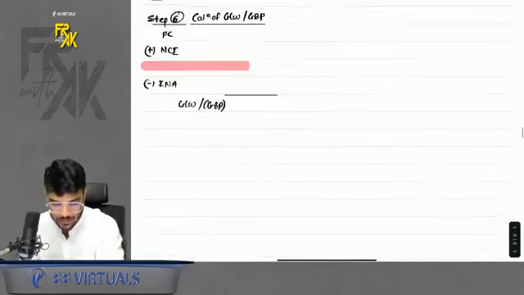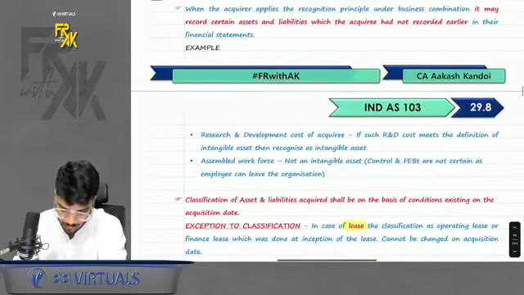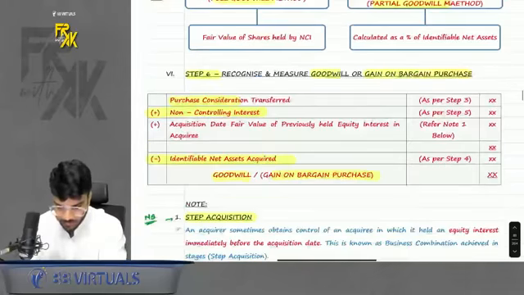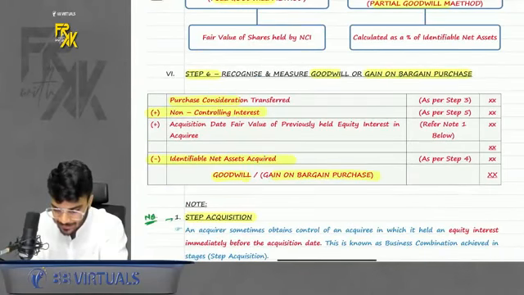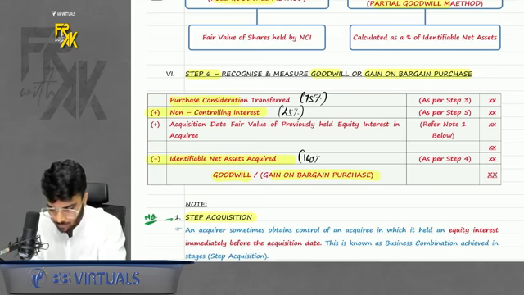Last but not the least, step number 6. That is goodwill or GBP. Okay, how will you calculate that? Here it is. First you will take PC. Let's say you paid PC for 75%. Then you will take NCI for 25%. Then one more item will come, we will discuss it now. Less INA 100%. You will get goodwill or GBP.